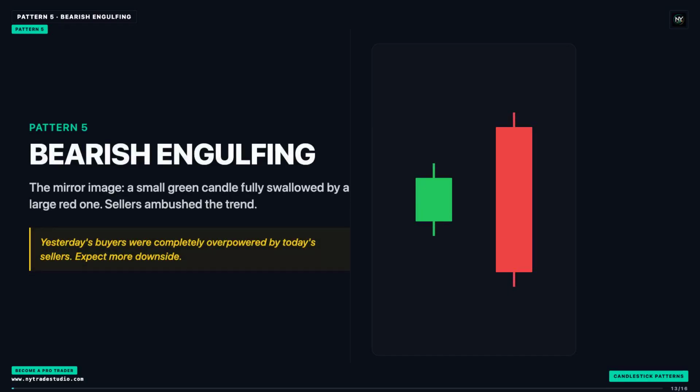Bearish engulfing is the mirror of bullish engulfing. Same logic, flipped. Day 1, a small green candle. Buyers are still in control, but the body is small. Momentum is fading. Day 2, a large red candle. Its body completely engulfs the previous day's green body. Open above the prior close, close below the prior open.